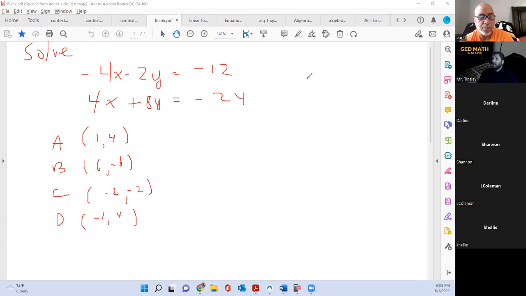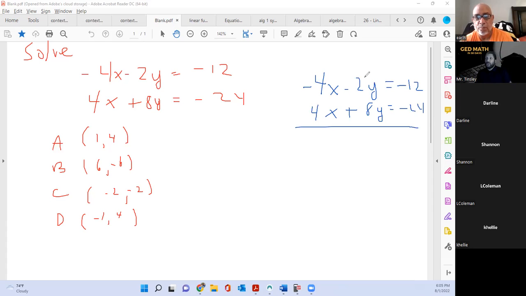So for example, minus 4x minus 2y equals negative 12, and then we have 4x plus 8y equals negative 24. What Earl was saying was, you should notice right away that these two terms will cancel each other out because they're opposites of each other. We don't have to do anything. Since they cancel each other out, we're going to combine both equations.